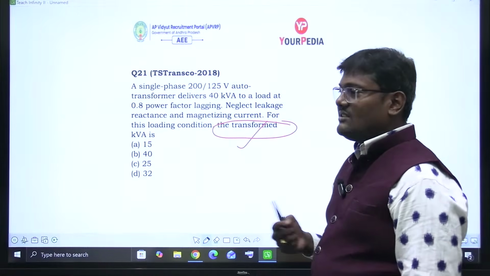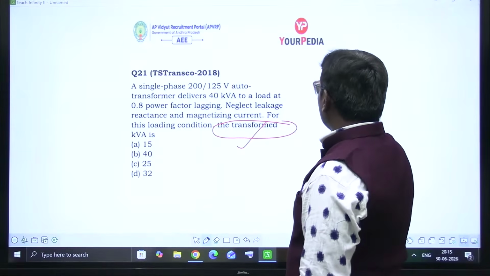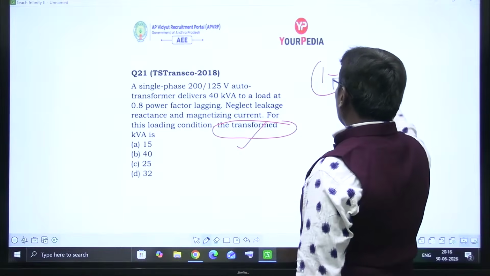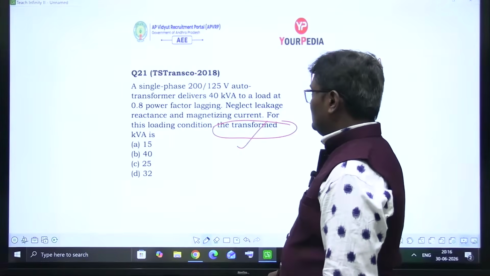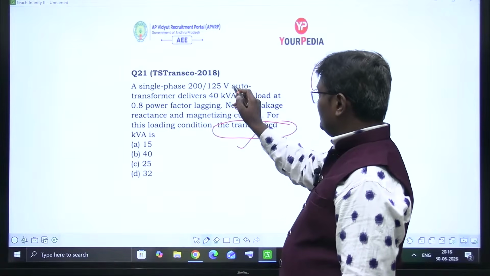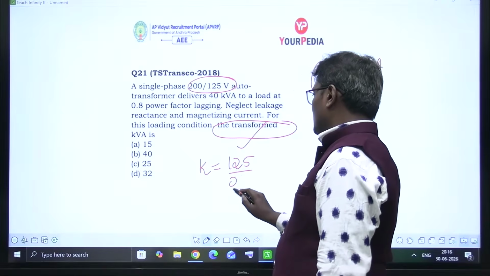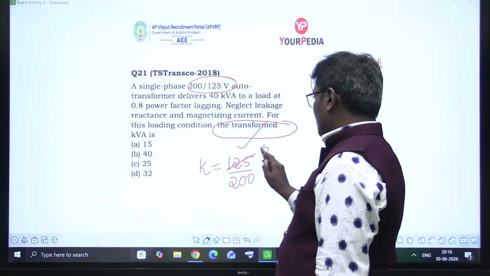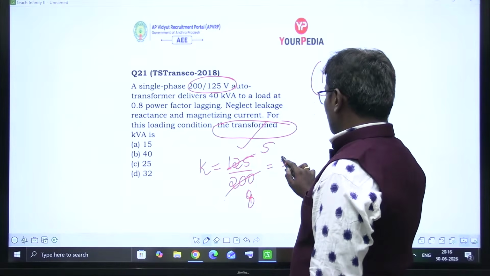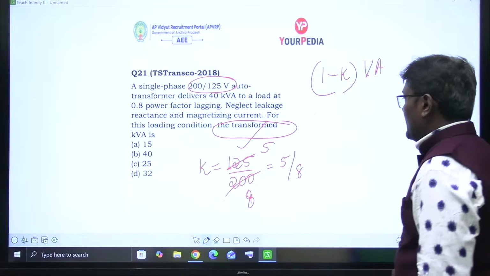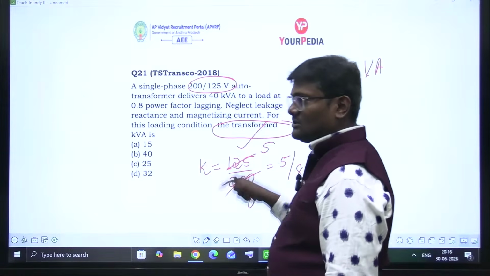So the transformed kVA power is (1 minus K) times the volt ampere. So here what is the K? K is equal to 125 by 200. 25 5 is a 125, 25 8 is a 200, so 5 by 8. Correct? 5 by 8.